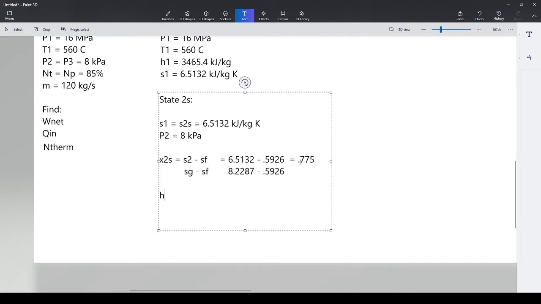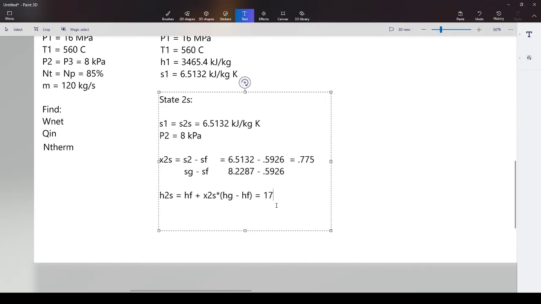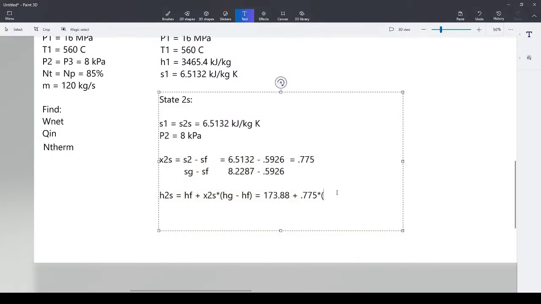And now that we know this, we have to find H2S, which is the enthalpy corresponding to the isentropic state, which would be HF plus X2S times HFG, or HG minus HF. If we do that, I think this one's the 191, or 170. Let me see. Yeah, it's 173.88. I was right. 173.88 plus 0.775 times, and I'm going to use their value for HFG, which is 2403.1. And that means our enthalpy value is going to be 2037.11.